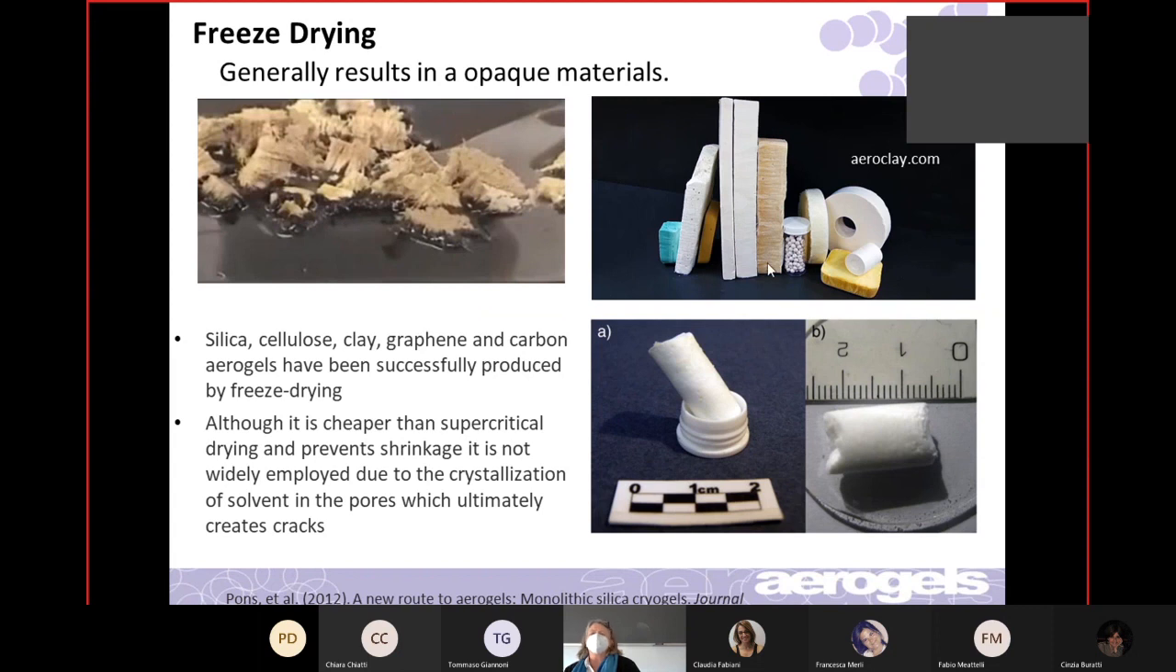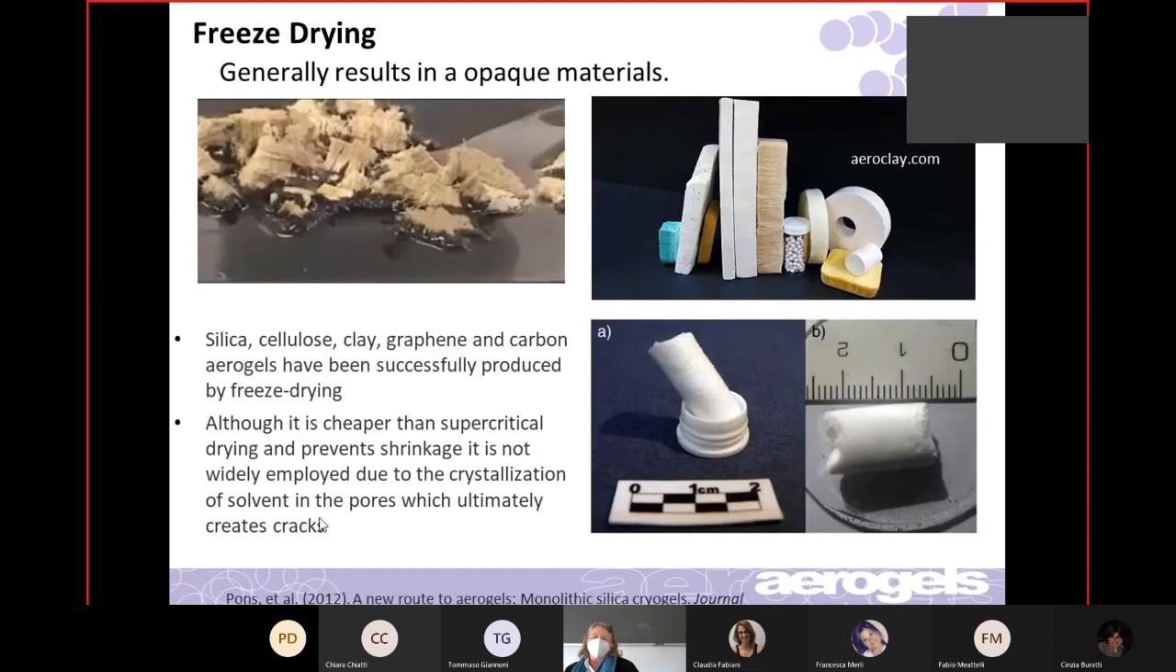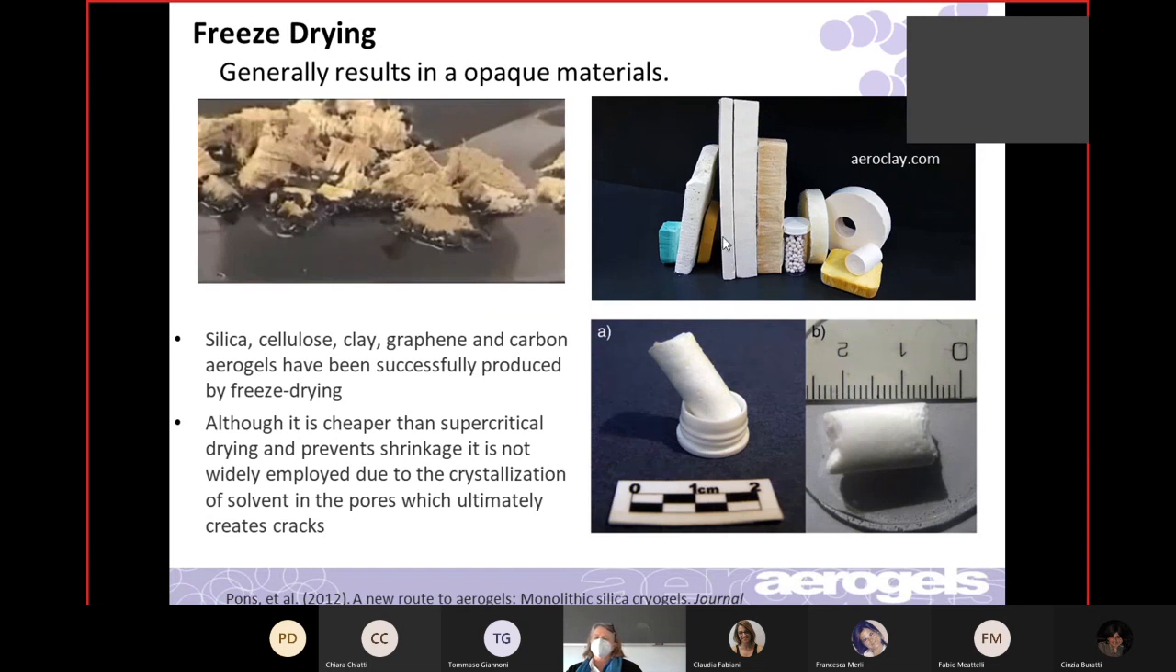People have produced silica, cellulose, clay, graphite, and carbon aerogels by freeze drying. This is an example from the literature. They actually tell you how they made it, and that was similar to what was done above. It is cheaper than supercritical drying, the thought is, but it's not widely employed because you get crystallization of the solvents. When you freeze it, it crystallizes. Looking closely, I think I can see some of that in these materials. But I think they're promoting these as good insulators, and I'm sure that they are. So that's sort of new that people do that.